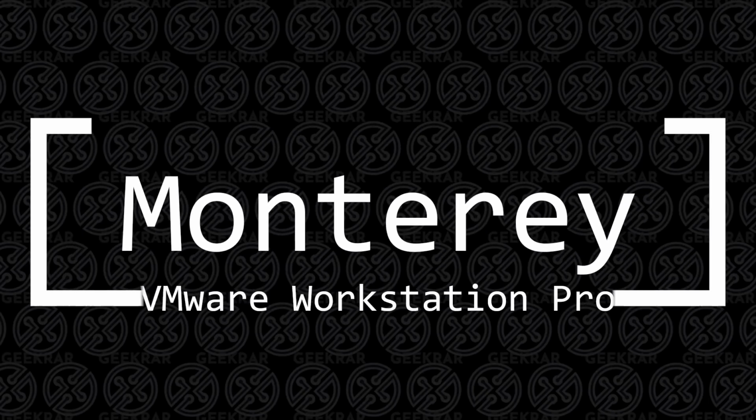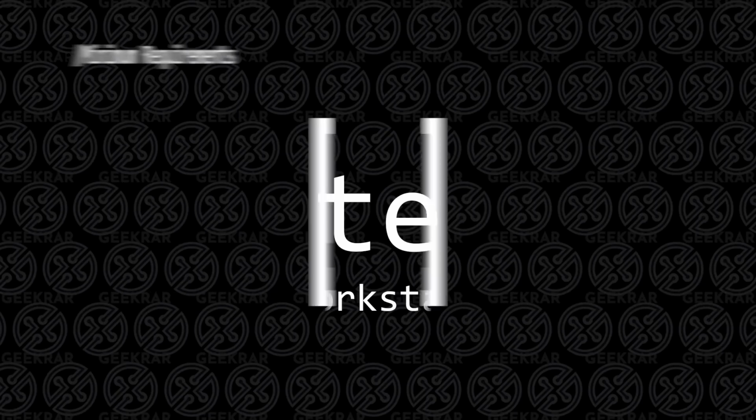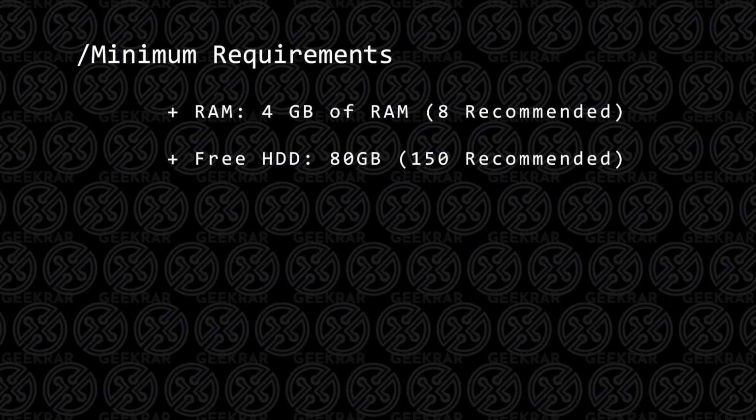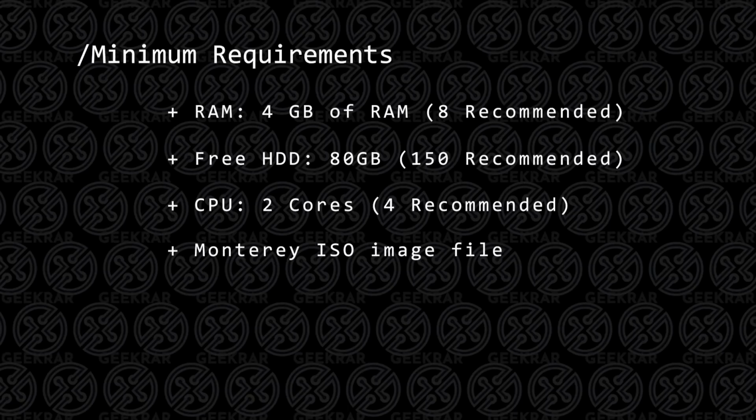In today's video, I'm going to be installing macOS Monterey in VMware Workstation Pro on a Windows 10 PC. Before we begin, let's take a quick look at the minimum requirements to get this installation done. The first thing is RAM, and you're going to need at least 4 gigs of RAM, but 8 is recommended. 80 gigs of hard disk space is what you're going to need. Again, 150 gigs would be recommended, and 2 cores available on your CPU. 4 is recommended, the Monterey ISO image file, and VMware Workstation Pro.